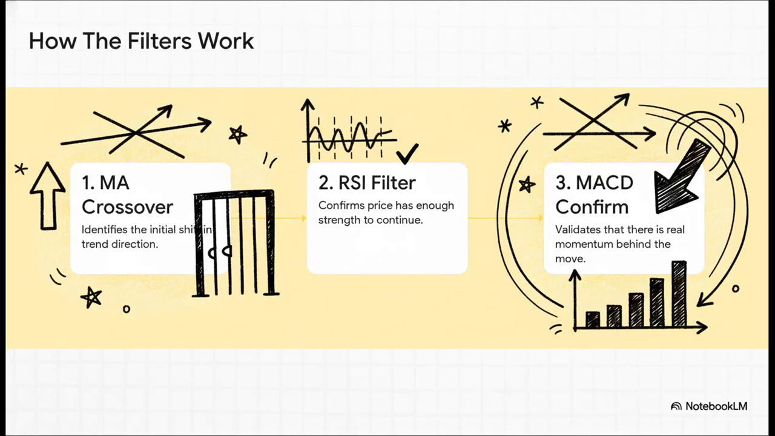So you see how they all build on each other, right? The moving average crossover is your first alert. It's like a knock on the door, signaling a potential change. The RSI then acts as a gatekeeper, confirming if there's enough strength behind that move to even pay attention. And finally, the MACD crossover is your final confirmation, telling you that yes, momentum is really on your side now.